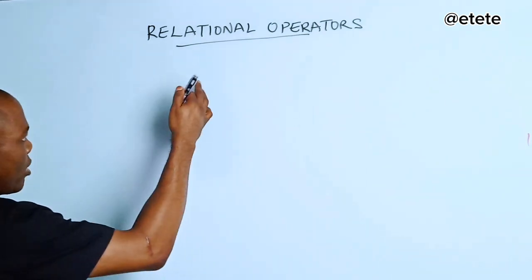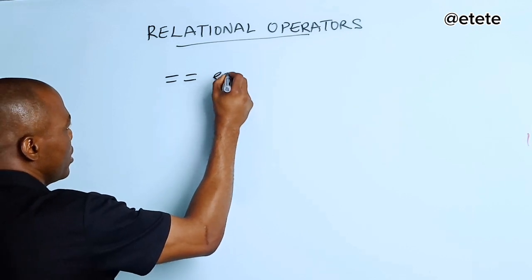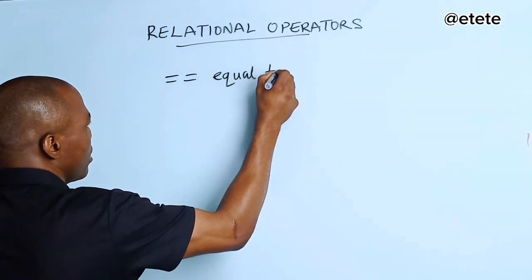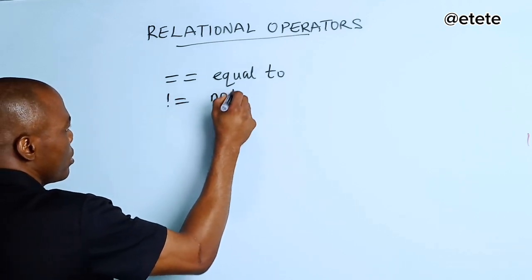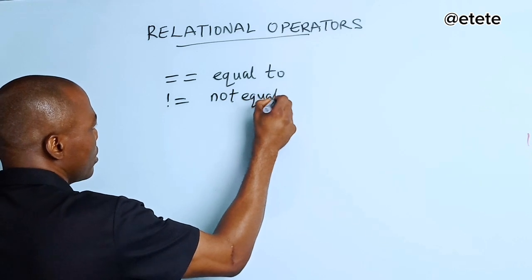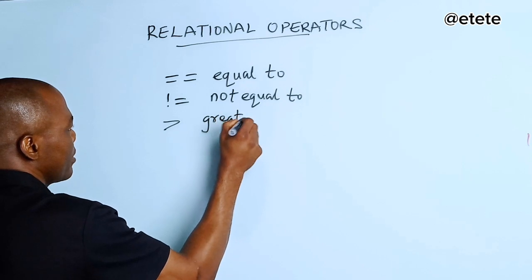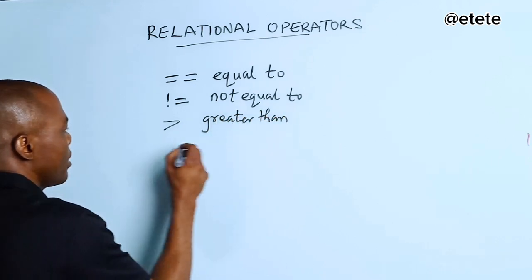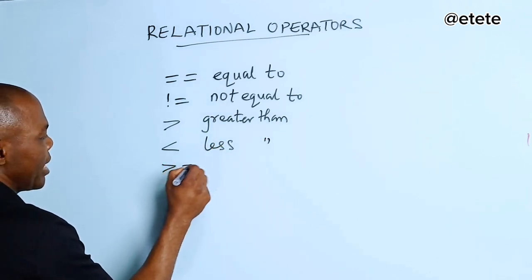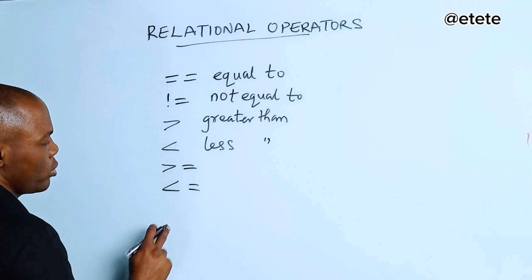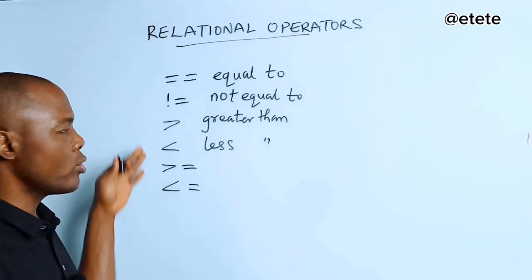So what are these relational operators? We have the equal to operator. This is equal to. We have the not equal to, greater than, less than, greater than or equal to, and less than or equal to, right? So we are going to look at these operators.